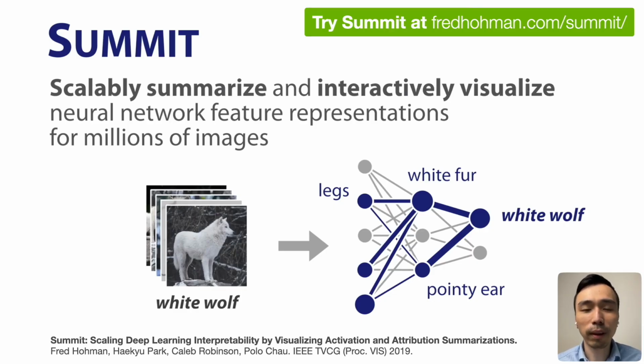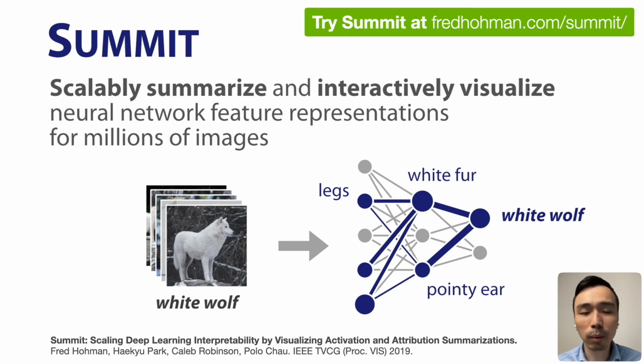SUMMIT is one of our very first tools designed to help people interpret deep neural networks. The main idea is that we want to help people understand what are the specific features that a deep neural network has learned and what are the connections among these features that will lead to the final classification. For example, here we're considering the ImageNet dataset with 1,000 image classes, and we want to find out, let's say for the class of white wolf, what are the features that contribute to the classification of white wolf at the end.